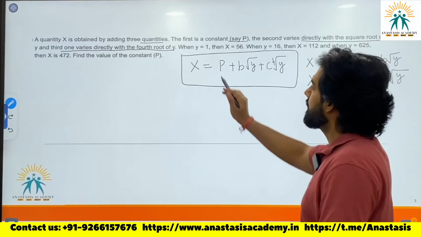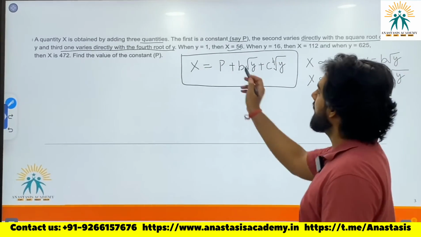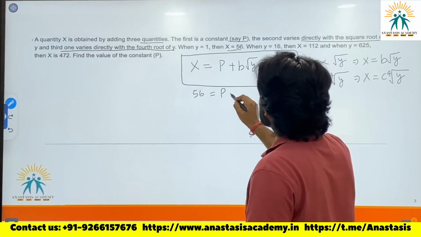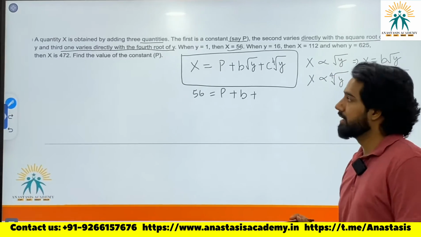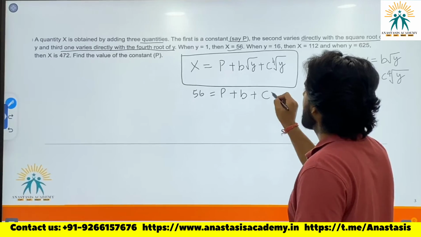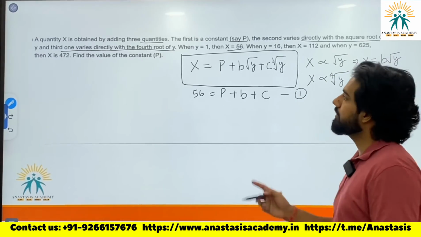Now it is given when y is equal to 1, x is equal to 56. Let's just put these values. X is 56 when y is 1, so it becomes p plus b, because the square root of 1 is 1 and the fourth root of 1 is also 1. So I get the first equation as p plus b plus c is equal to 56.